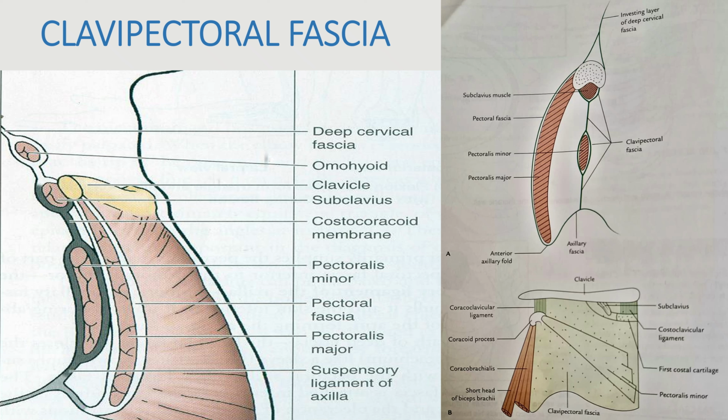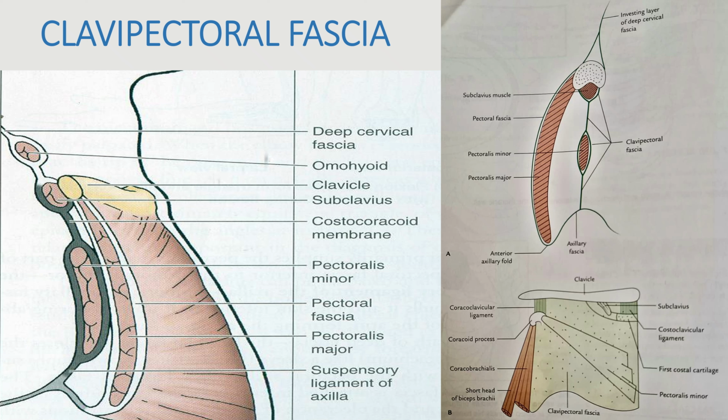Now, if we are thinking in the craniocaudal direction, the clavipectoral fascia is found between the clavicle and the pectoralis minor muscle. Now, this fascia has superior, inferior, medial as well as lateral relations. Superiorly, it goes above and joins with the clavicle. Now, we know that below the clavicle, there is a subclavius muscle.